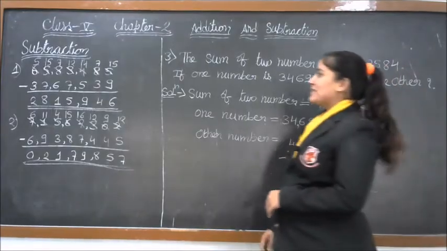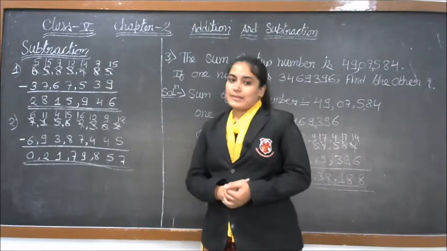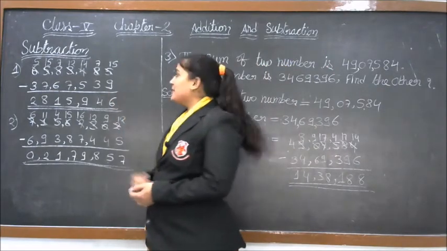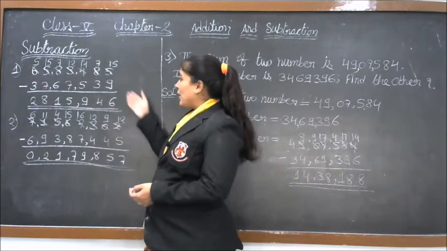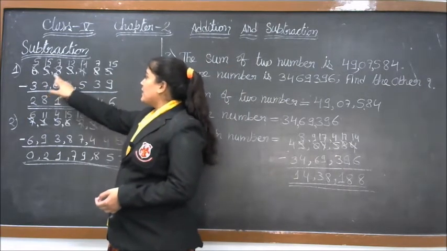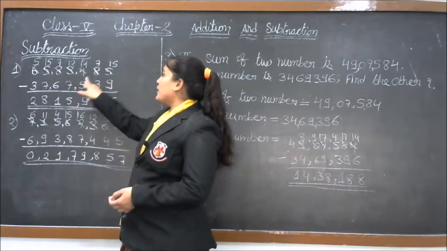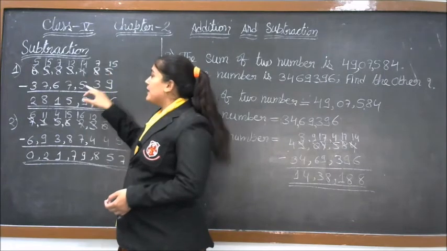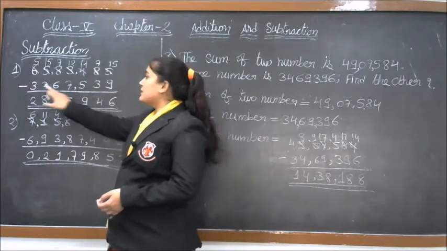Okay, students. Now we discuss subtraction. How to do the subtraction here? There are very high digit numbers here, like 65 lakh 83,485. This is the greatest number, and which is the smallest number here?